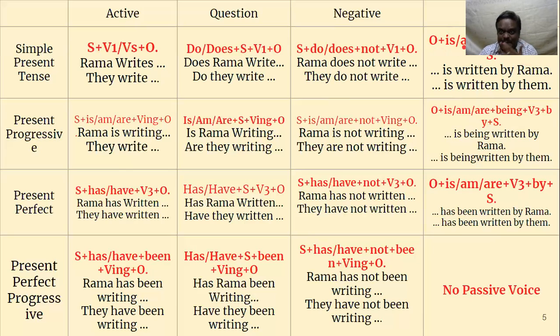So what do we have to do? We have to use is, am, are. See, what is the object here? Letter. Okay, Rama writes a letter. Letter is singular, so we have to use is. If it is plural, letters, Rama writes letters, then letters are written. Then we have to use V3. Without V3, we cannot write any passive sentence. In all the passive forms, V3 is very important.